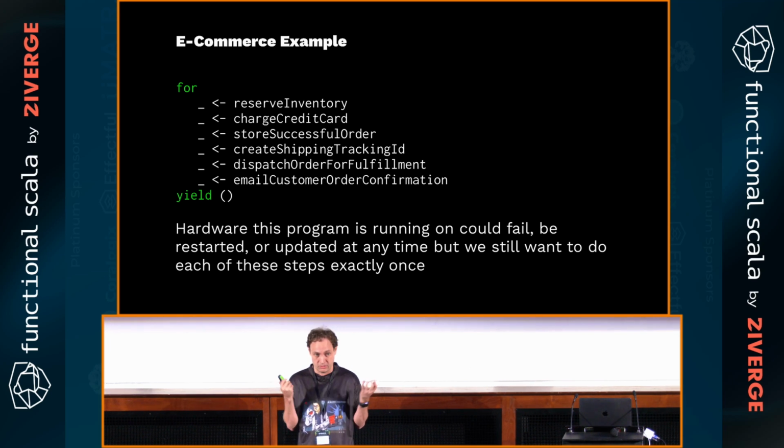And that's exactly what durable computing gives us. If we're running this in the cloud somewhere and it gets redeployed by Kubernetes, this server it's running on goes down, we pick up exactly where we left off, and we keep going, we do each of these things exactly once. So that's what we mean when we say durable computing.